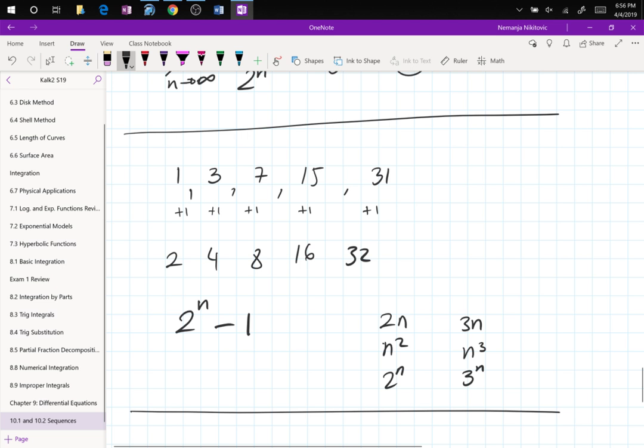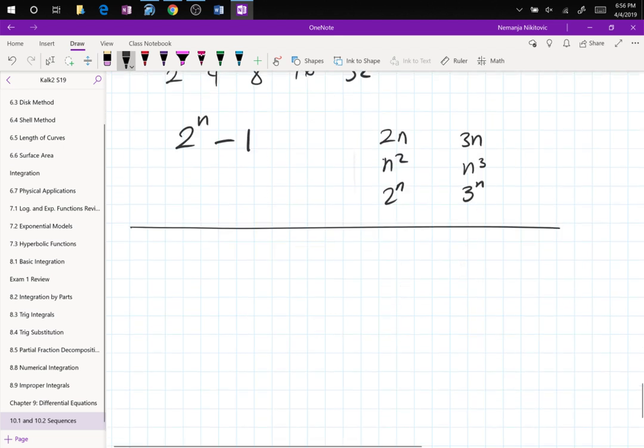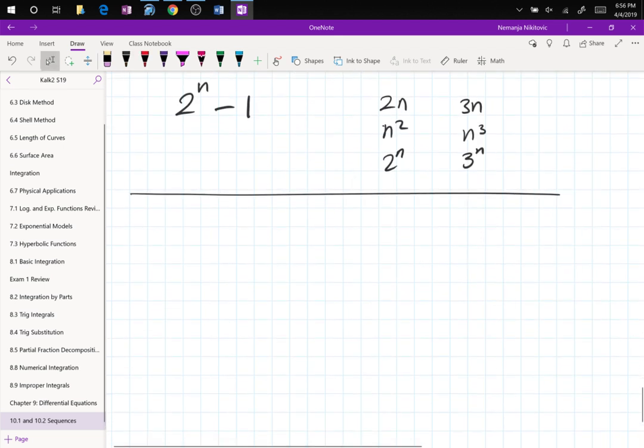Now let's go back to testing our sequences. You requested something juicier, so here we go. How about sequence an, n squared over n squared minus 1? Converge or diverge?